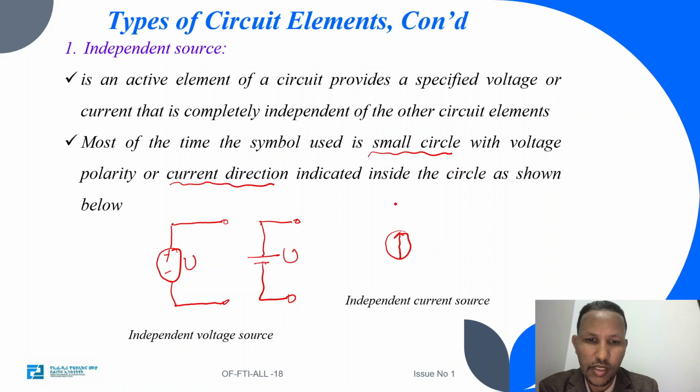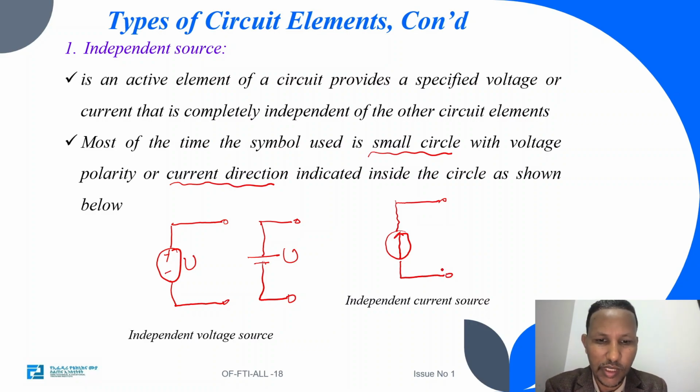Okay, so this is an ideal current source, which is an independent current source. When you face such symbols, that means this is an independent current source. That means it's independent of the other circuit elements.